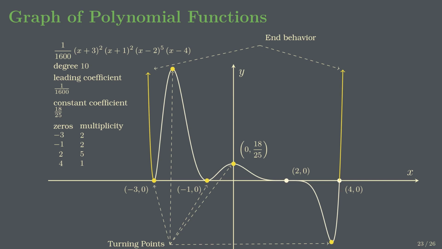So from this we already have new terminology for the graph of polynomial functions, the end behavior and the turning points, right? And we also understand the meaning of multiplicity: even multiplicity means that the graph touches the x-axis, and odd multiplicity means that the graph will cross the x-axis. Okay.